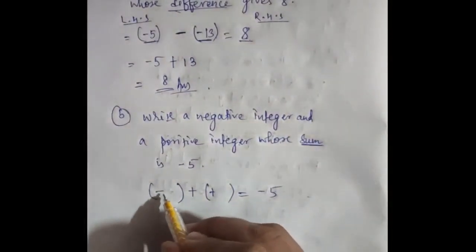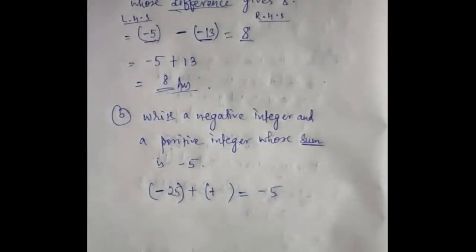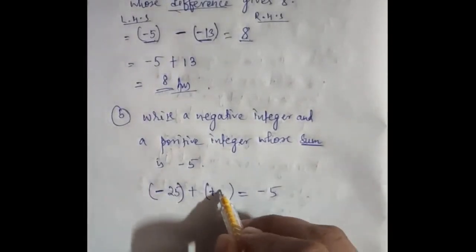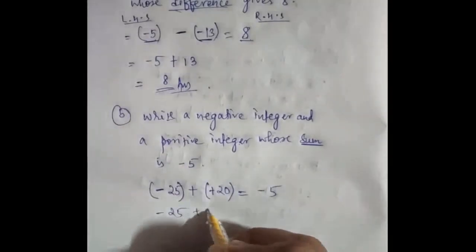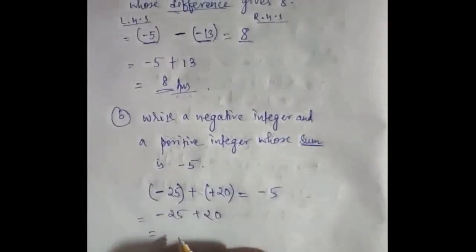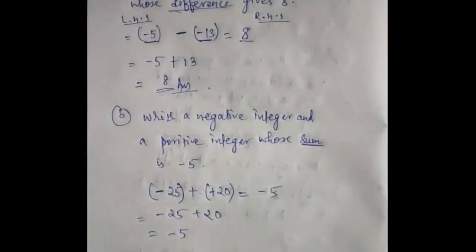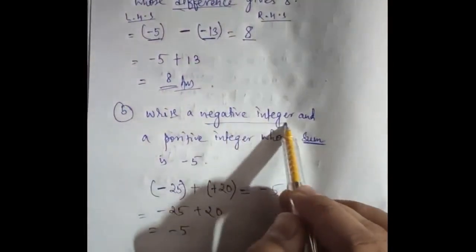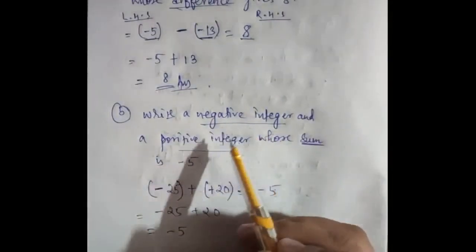Let us find. Here we have to put obviously the greater number, minus 25, let us put, and let us put here 20. Minus 25 plus 20 will result in minus 5, right? We got this. So this is one. You can put another number and you can get minus 5. But remember what they have asked: one negative integer and another number should be a positive integer. Not both negative here.